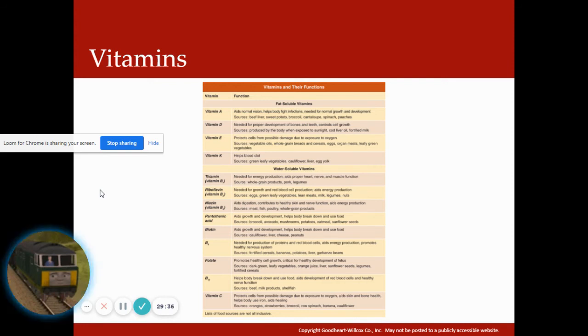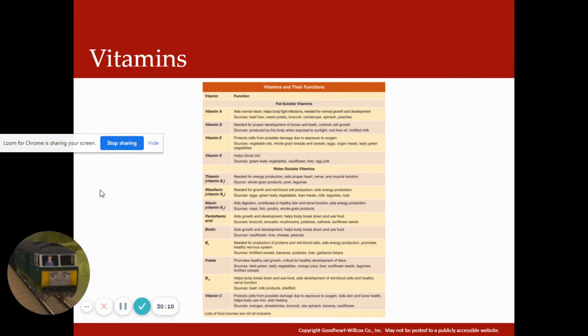Folate promotes healthy cell growth and is critical for healthy development of a fetus. Sources: dark green leafy vegetables, orange juice, liver, sunflower seeds, legumes, fortified cereals. B12 helps the body break down and use food, and aids development of red blood cells and nerve function. Sources: beef, milk products, and shellfish.